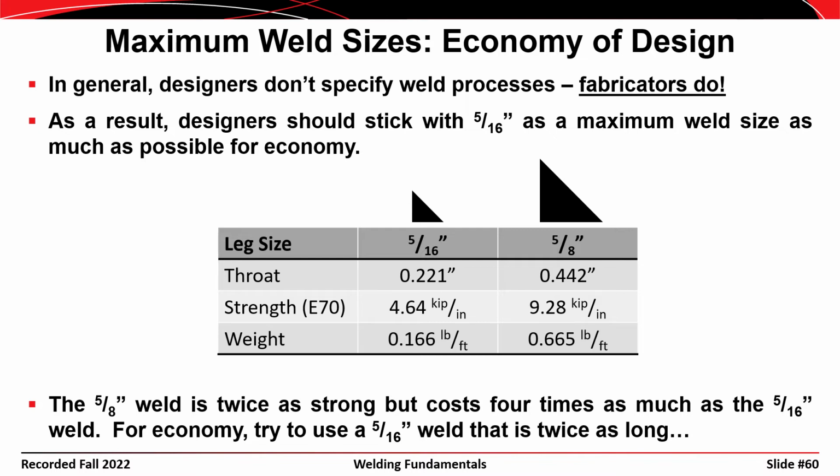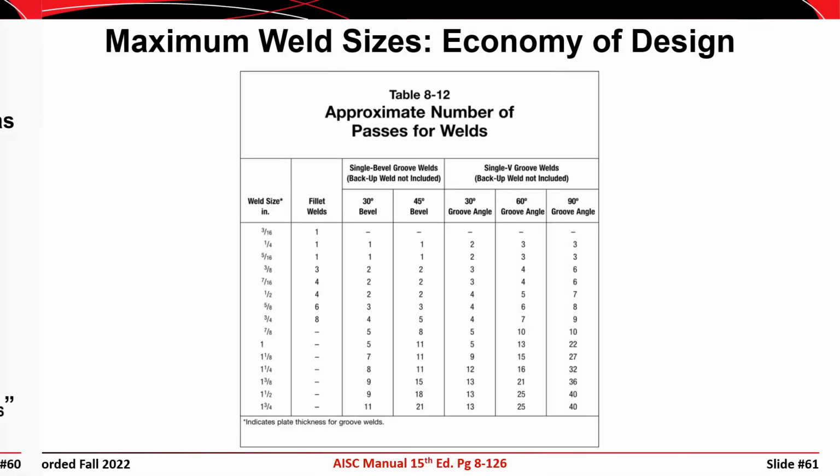So the weight for a 5/16 weld is about 0.166 pounds per foot, and the weight for a 5/8 weld is 0.665 pounds per foot. So you've increased the weight by a factor of 4, but you've only increased the strength by a factor of 2. So it would be more economical for you as the engineer of record to specify a 5/16 weld that was twice as long than it would be to specify a 5/8 weld that's half as long.